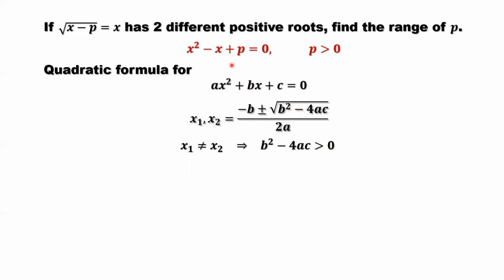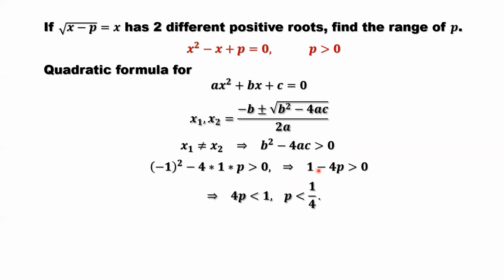So here, look at our situation. What is b here? b is negative 1. What is c? c equals p. What is a? a equals 1. So plug in here. You have negative 1, that's b squared, then minus 4 times 1 times p, bigger than 0. Simplify, that's 1 minus 4p. So 4p less than 1, we find p less than 1/4.